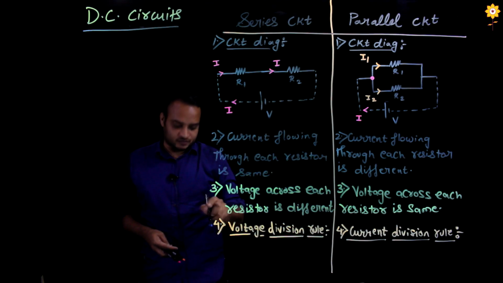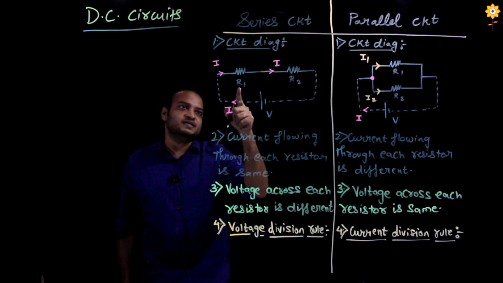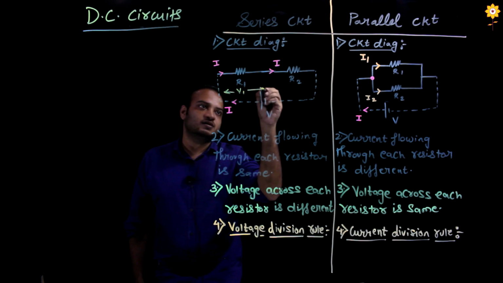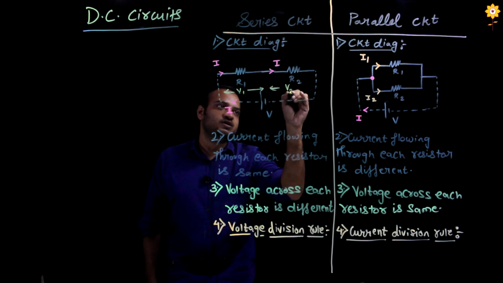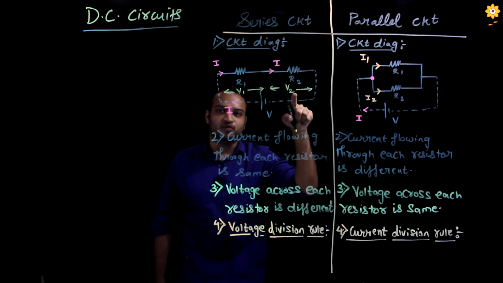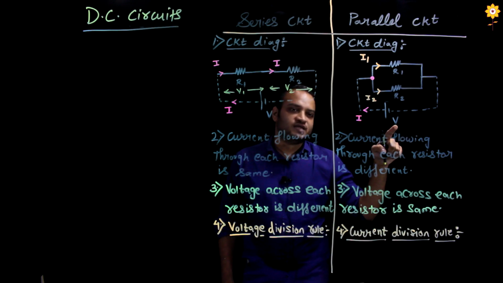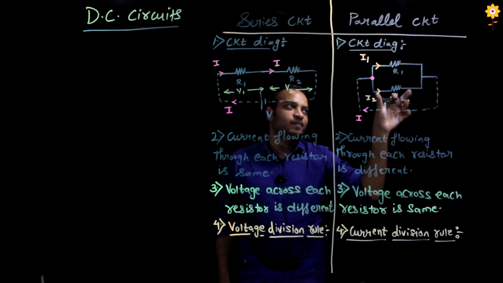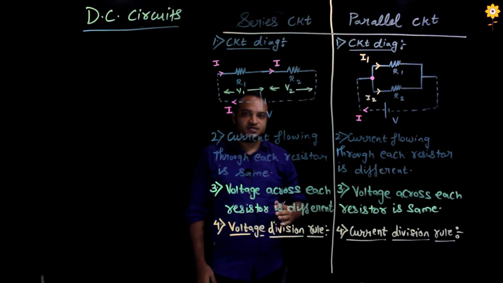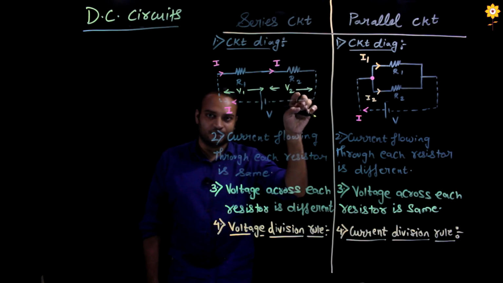Coming towards the third point, that is voltage. Now in a series circuit, the voltage across R1 is V1 and across R2 is V2. That is, the potential drop across R1 and the potential drop across R2 is going to be different. But when it comes to a parallel circuit, whatever the voltage I have applied, the same voltage will get applied across R1 and R2. So for a parallel circuit, the voltage across each resistance is the same. For series, the voltage across each resistance is different.